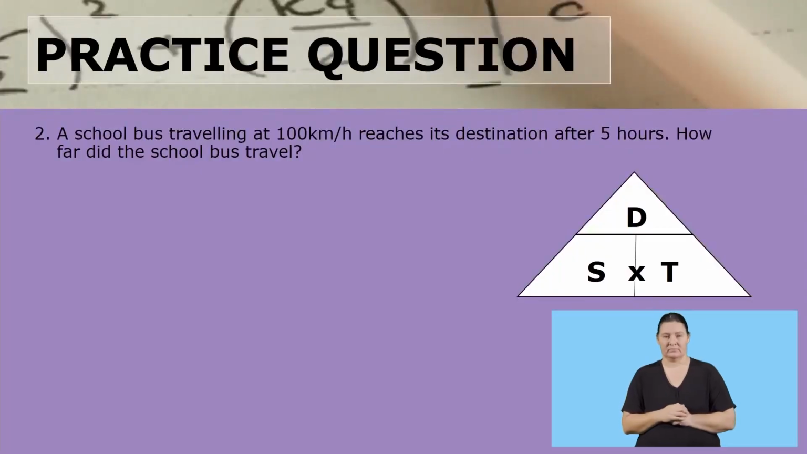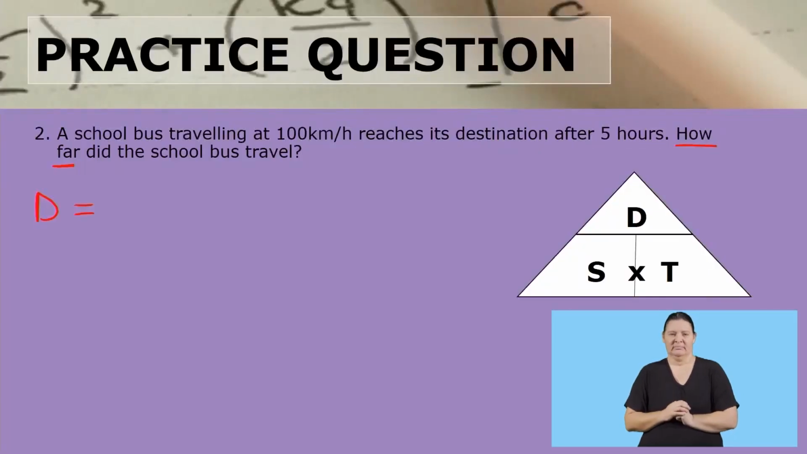Let's move on to number 2. A school bus traveling at 100 kilometers per hour reaches its destination after 5 hours. How far did the school bus travel? So we are looking at how far, and how far would mean we are trying to look for distance. So we are going to first write down the formula, and again our diagram is going to make that easier for us. So distance is at the top, meaning we are going to multiply the speed and the time.